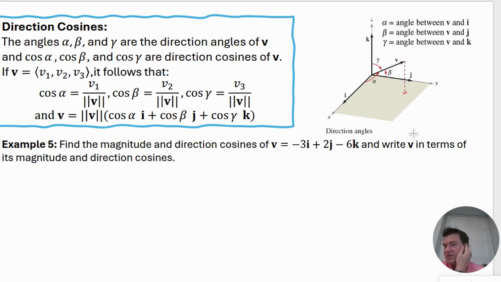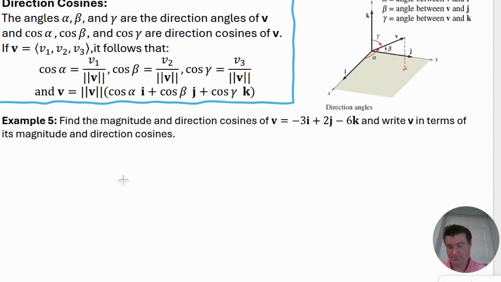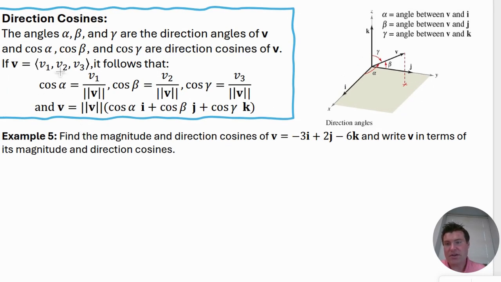So we can rewrite any vector in terms of direction cosines. You can find each cosine by taking each component and finding the unit vector, really, of each, and then we can rewrite it as this right here. So let's go ahead and do that. Find the magnitude and the direction cosines of this vector right here, and then we're going to write v in terms of its magnitude and direction cosines. All that means is we need to find the magnitude, and then we can rewrite all of these cosines as this, and then we can rewrite our vector as this v down here.